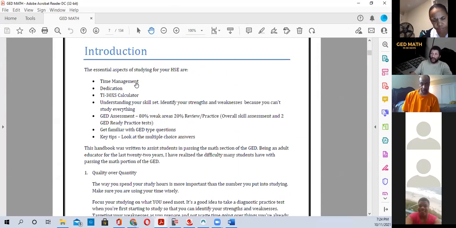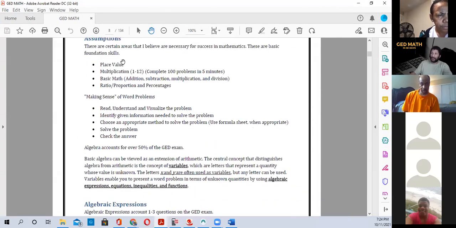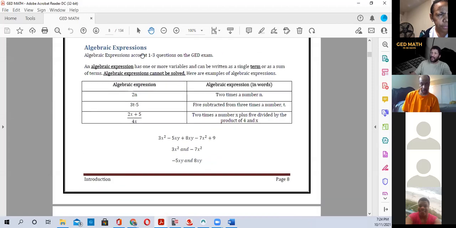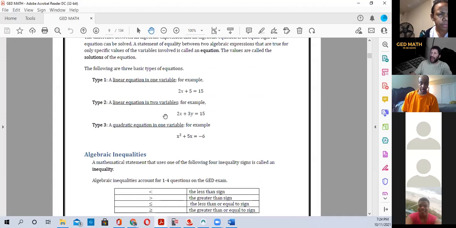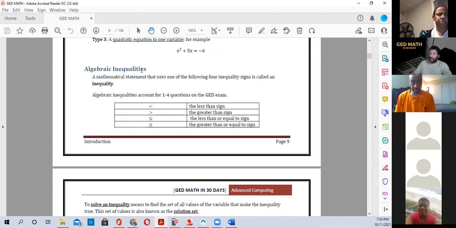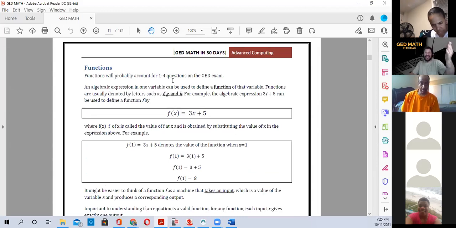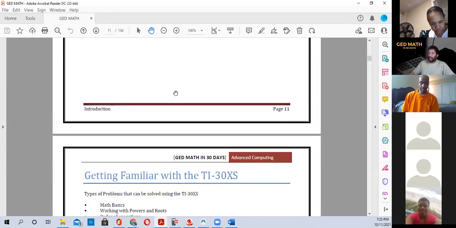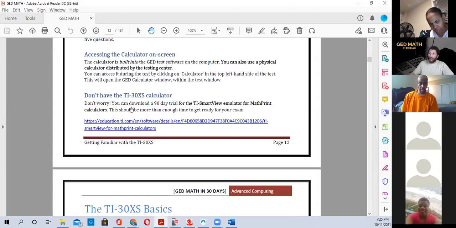First of all, read through this because it's telling you important tips. It's telling you what an algebraic expression is, what an algebraic equation is, what an algebraic inequality is, and then what a function is. This is before you even start any lessons, because this is important understanding that you need before you even start. Now, once you get here, this is all the things you're going to go over. Look at this.